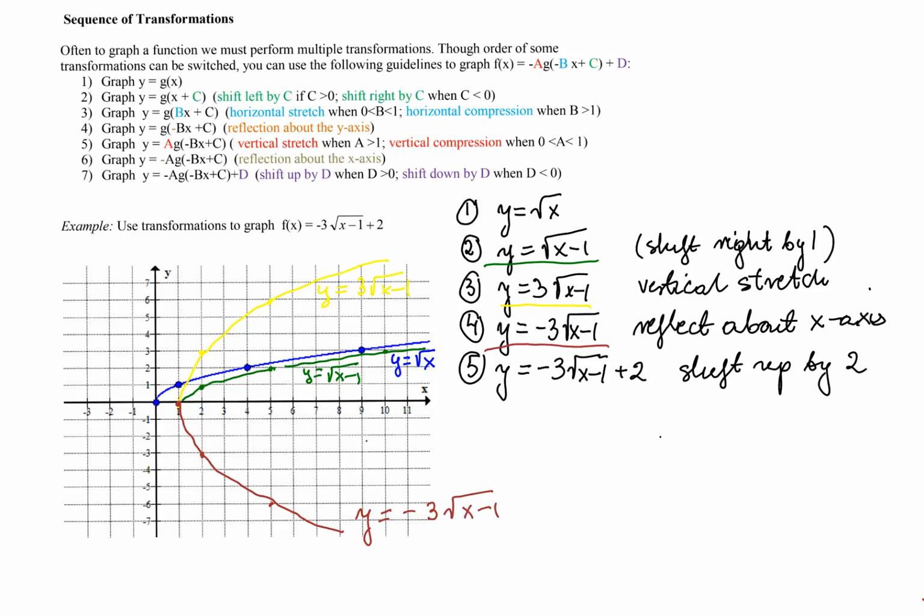And finally, we have to shift that graph up by 2. So every point is moving up by 2. Point 1, 0 moves to the point 1, 2. Point 2, negative 3 moves to the point 2, negative 1. Point 5, negative 6 moves to the point 5, negative 4. And here is the graph of this function. And this is the graph of my function f of x. This is the graph of negative 3 square root of x minus 1 plus 2.